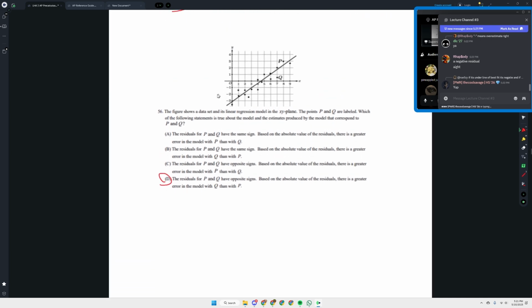So 56 says P and Q are labeled. They have opposite signs because one is above and one is below, so it can't be A or B. And there's a greater value in Q because it's farther from the line, and that's it. Or you could calculate the residuals if you wanted to compare based off that. A higher residual equals higher error.